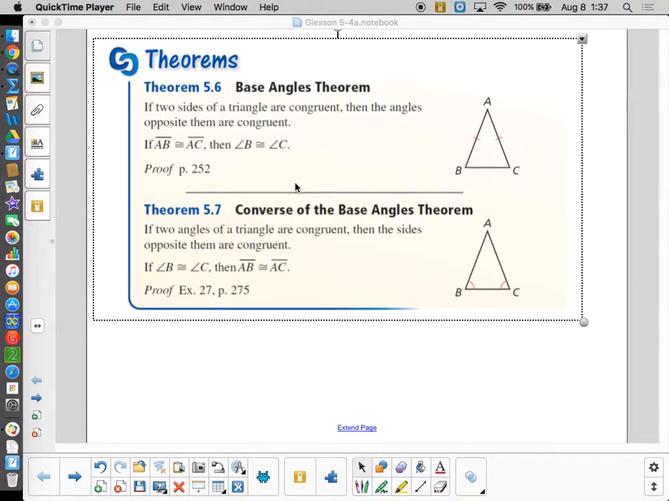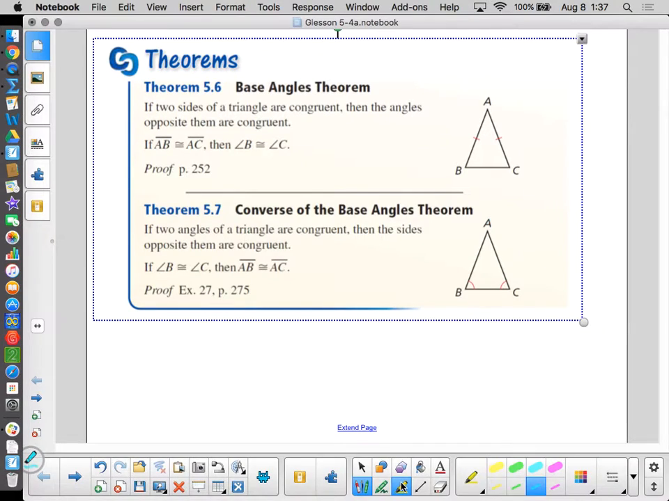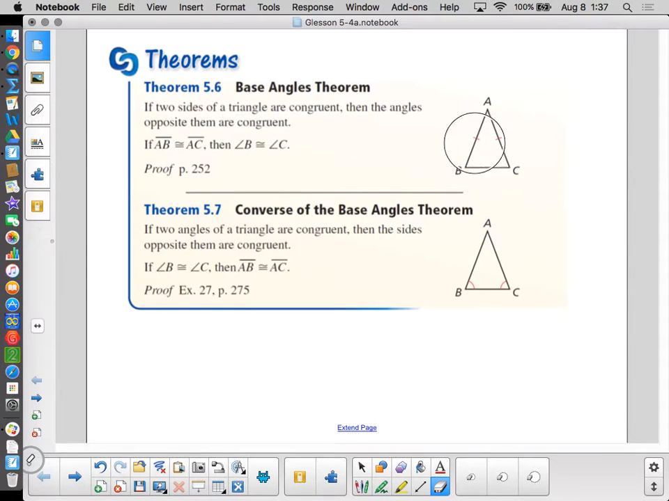Today we're going to talk a little bit about isosceles triangles and special things that go on within isosceles triangles. The first two theorems are pretty much converses of each other, and the shortcut of it is this. Basically, if I have two sides congruent, I'm going to have these two angles down here also congruent. The angles opposite those sides must be congruent also.